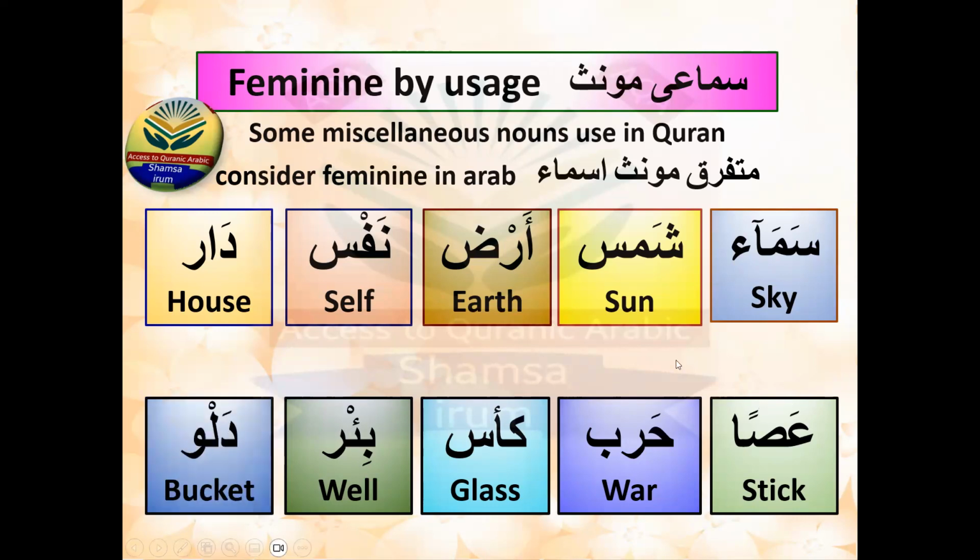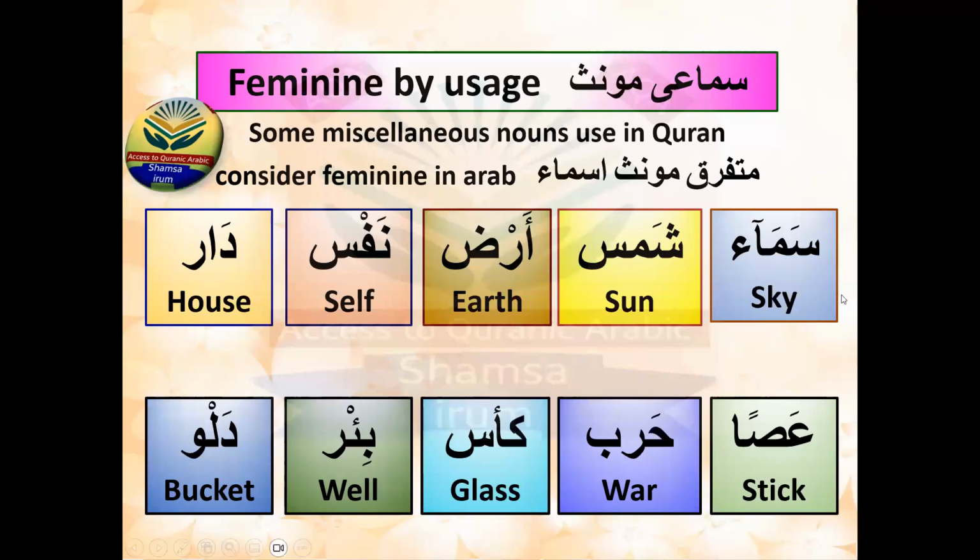Dalwun, bucket, and same in this story, Yusuf alayhi salam came up through a bucket from the well. So at that time this word is used in the Quran. These are used only once or twice or maybe a few times, but the first five are used so much. So these words are very important. You must know that their gender is feminine, and you have to learn them by heart.